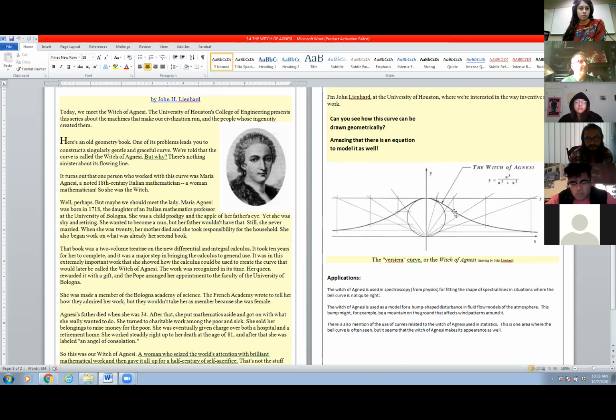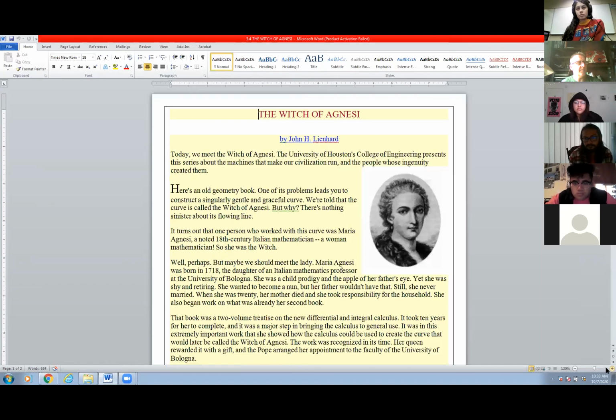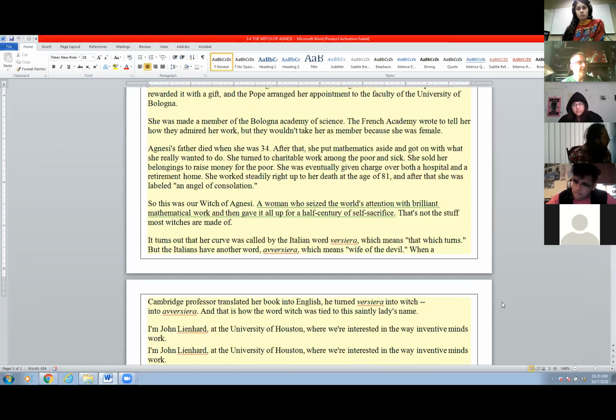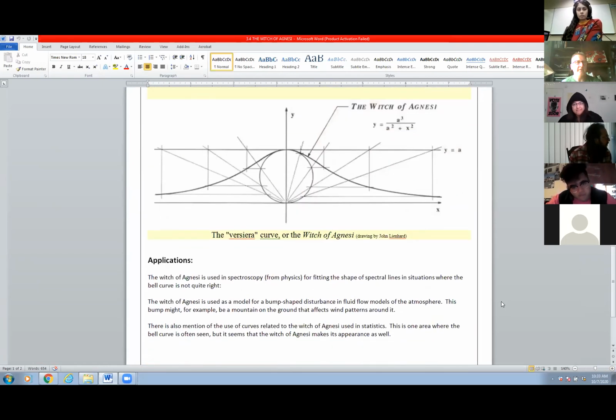And I said here, I typed this myself, can you see how this curve can be drawn geometrically? Let me zoom in on it a little bit. No photographs back in 1718. Somebody has to just draw a picture of you. Can you see how this curve is drawn?